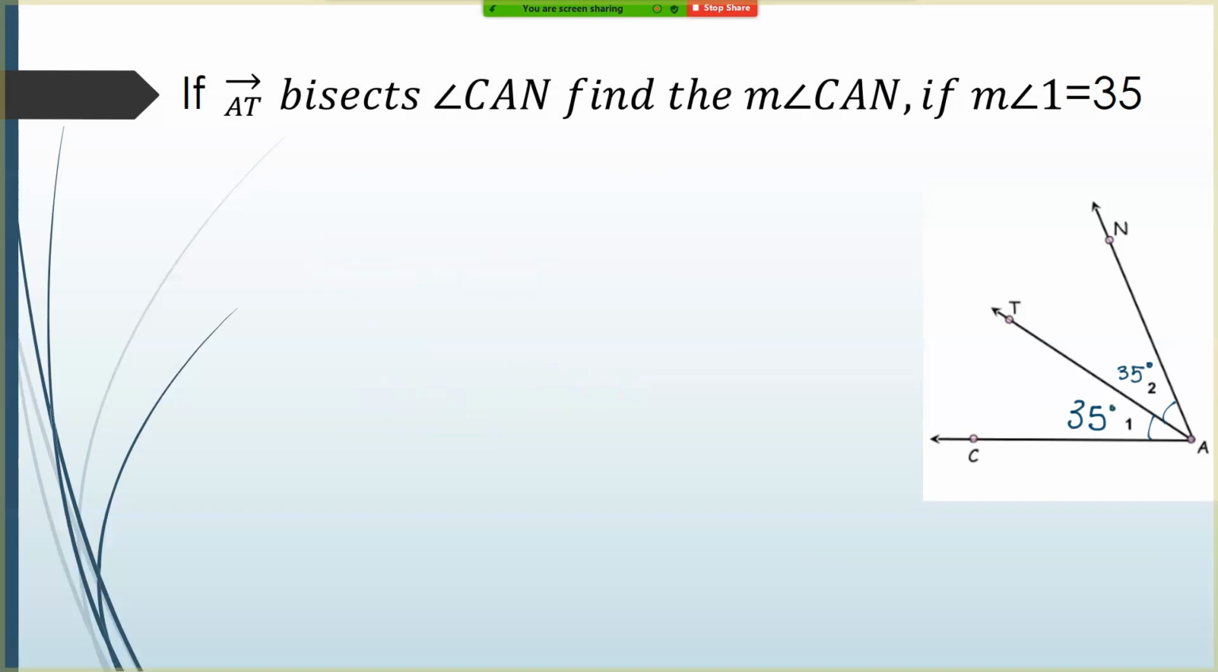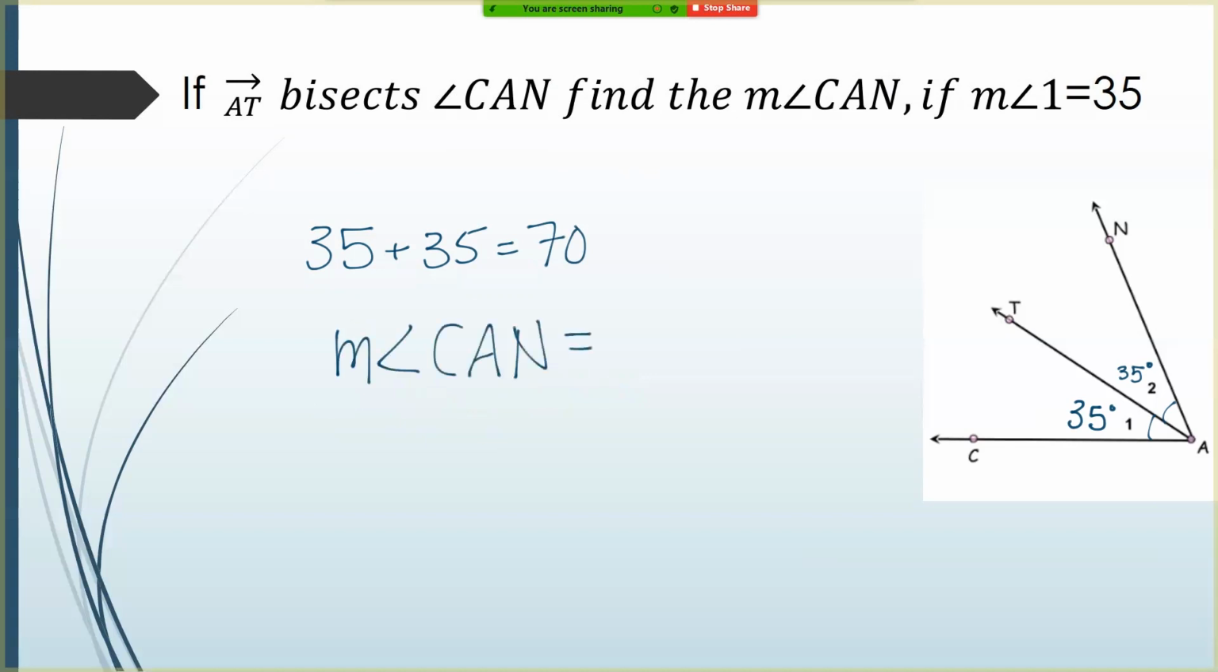How do I get the big angle? Add them together. What's 35 plus 35? So the measure of angle CAN equals 70. Final answer.